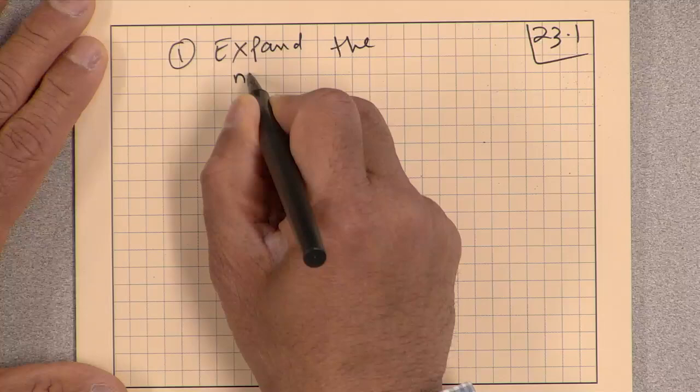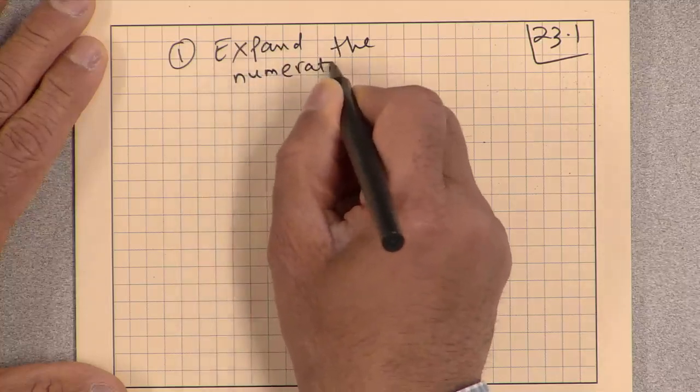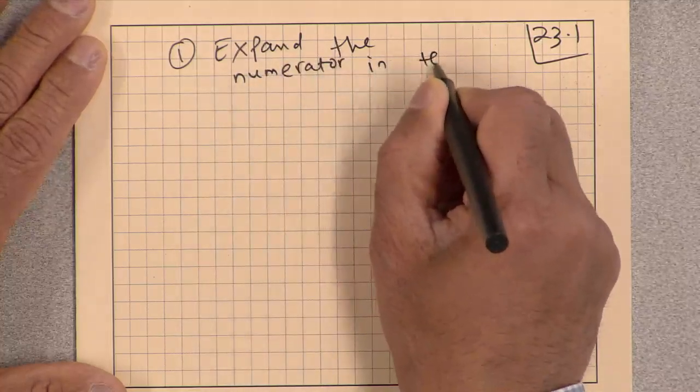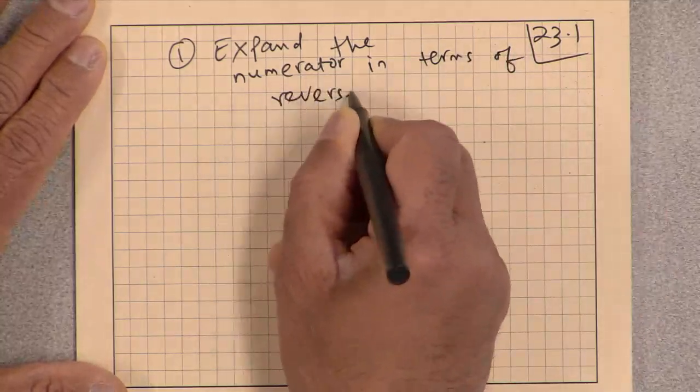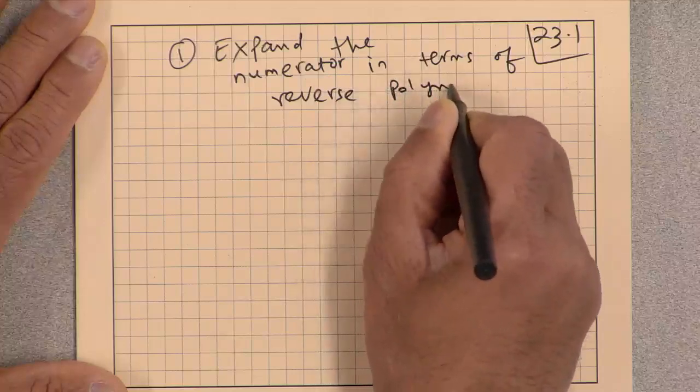Well, there are a few things. There are, I think, 2 or 3 things that I want to talk about before we complete chapter 12 on lattice filters. Okay, so one thing I am going to talk about, before I forget, let me just list this: how to expand the numerator in terms of reverse polynomials. So that's one thing I want to talk about.